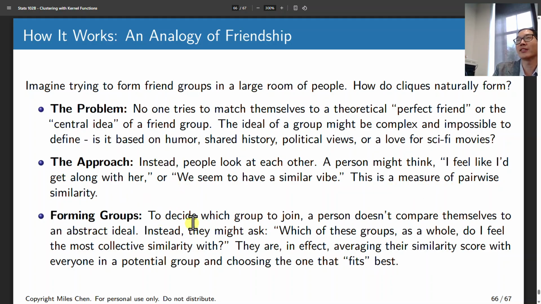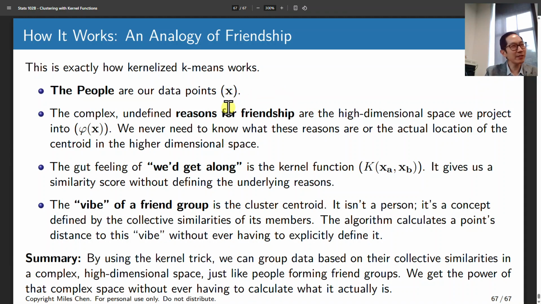And then to figure out what group to join, a person doesn't compare themselves to the abstract ideal. Instead, they say, which of these groups as a whole do I feel most collectively similar with, by looking at the other individuals in that cluster? So they're in effect averaging their similarity score with everyone else in that potential group and choosing the one that fits best. And that's kind of how our kernelized k-means works.